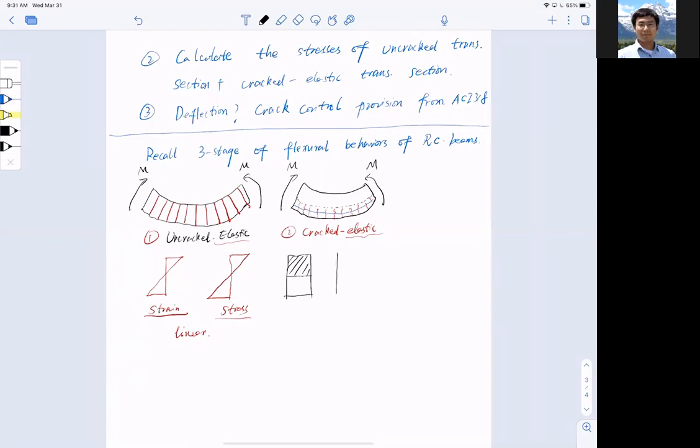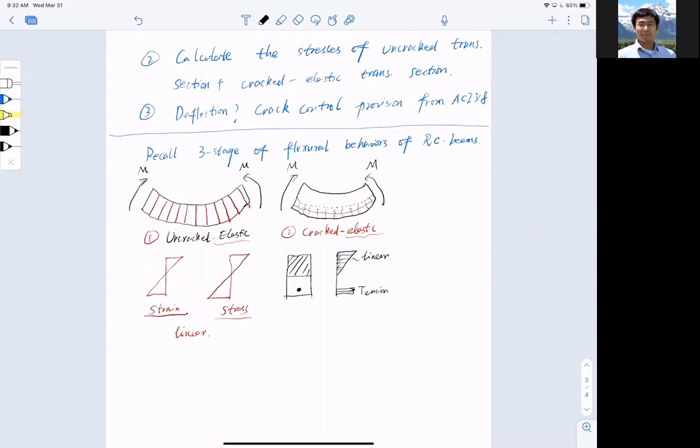So if I want to draw the stress distribution, this is the stress distribution. Compressive stress in the compression zone, and this is a linear line. At the bottom here, I just have my rebar reinforcement, so I have tension going out like that. So that is the cracked elastic stage.